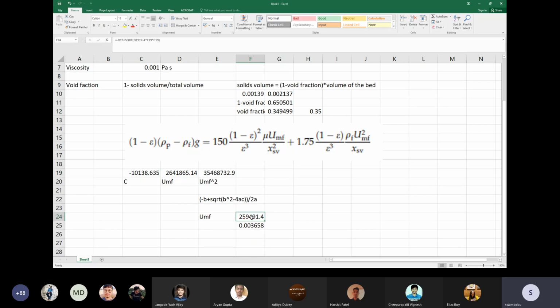Then we will do the other. So if I do plus, I'm getting 0.003 meter per second. If I do minus here, negative. So negative is not possible. We have two roots. One is a positive root, one is a negative root, and the negative root is not possible because negative velocity is not possible. Hence, we have to take only the positive.